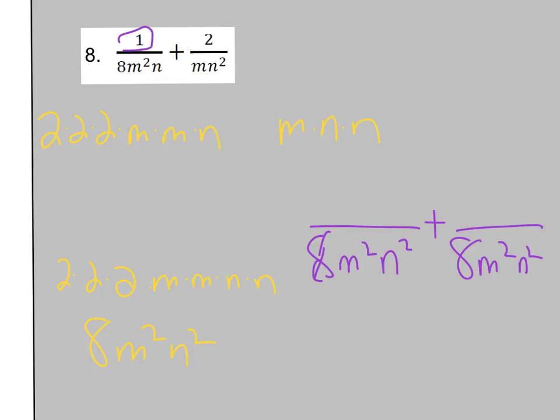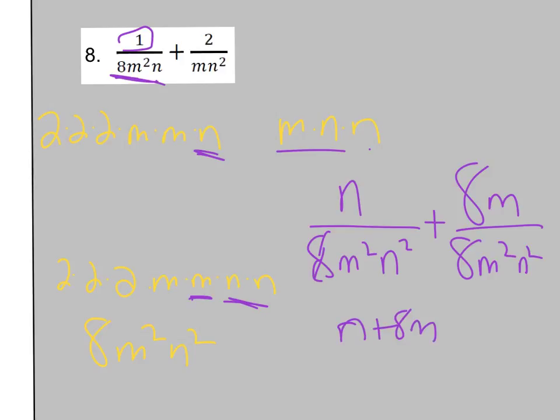So 1, now what do I need to add to this one? Well, all I need to add is one more n. Over here I've got the two m's, I've got the two n's and an m. I need to add 8m. So my answer becomes n plus 8m over 8m squared n squared. There's my answer.